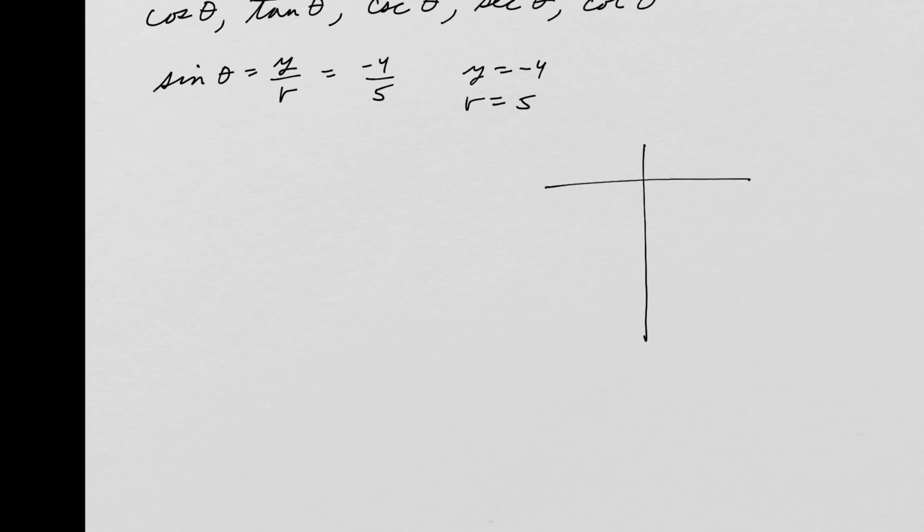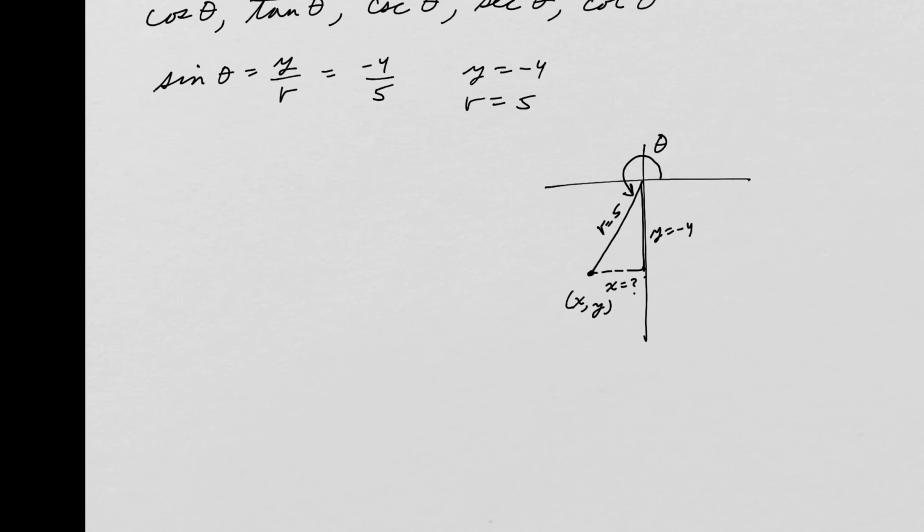So r is 5. And this is -4. Right? y is -4. Remember, this is like the point x, y. And this is r. It's -4 because it's downward. And the x we know is going to be negative something, right? We don't know yet, but it's going to be negative something. And this is the actual angle if we measure it from the positive x-axis.